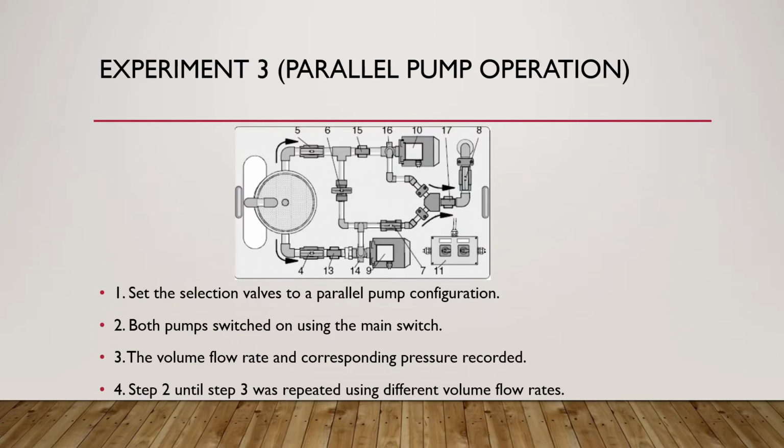For experiment 3, parallel pump operation, set the suction valve to a parallel pump configuration. For the parallel pump configuration, the other valves are set to open, and the only valve set to close is valve number 6. The second step is that both pumps are switched on using the main switch. The volume flow rate and the corresponding pressure will be recorded. And step 4, step 2 until step 3 will be repeated using a different flow rate.